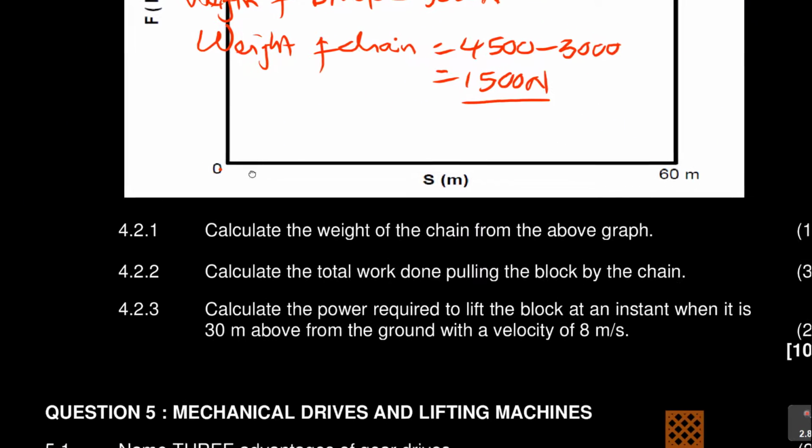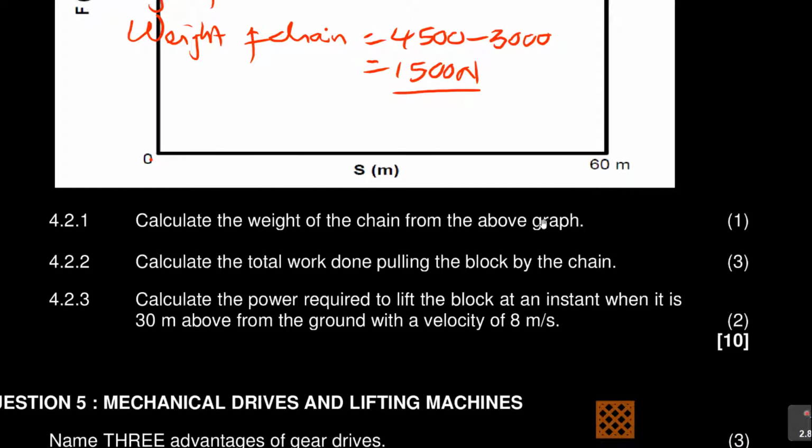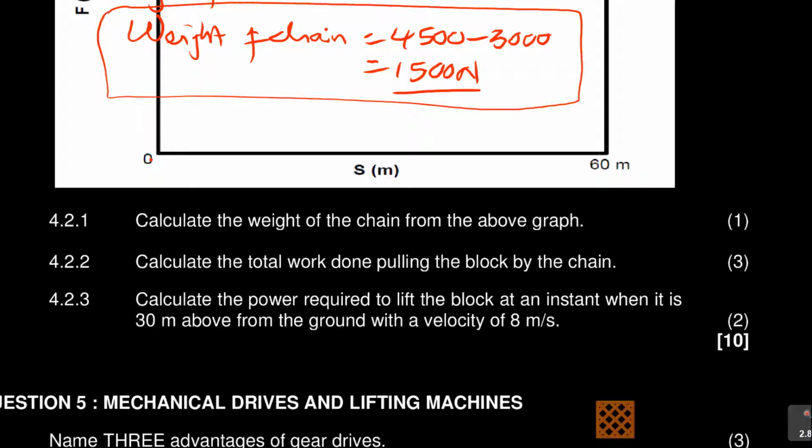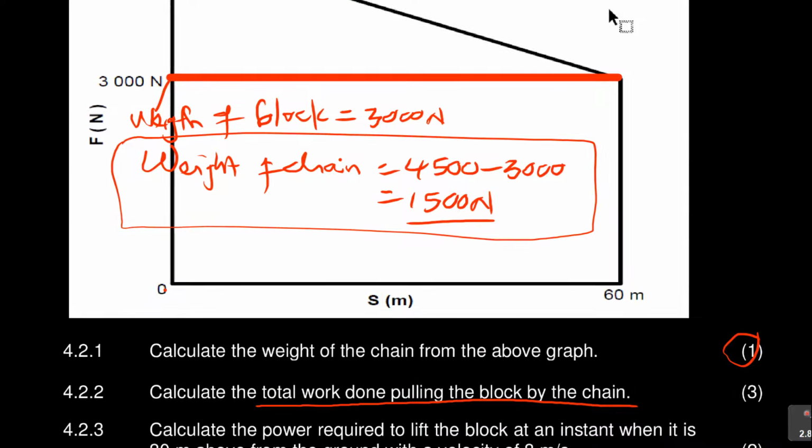So let's look at the calculations though. Calculate the following. Number 1, calculate the weight of the chain above the ground. You see, that's what they wanted. There it is. You just use that calculation. Weight of chain is 4,500 minus 3,000 is 1,500. They just give 1 mark. That's why it doesn't have lots of marks. 4.2.2. Calculate the total work done pulling the block by the chain. You must understand what is the formula for work done.